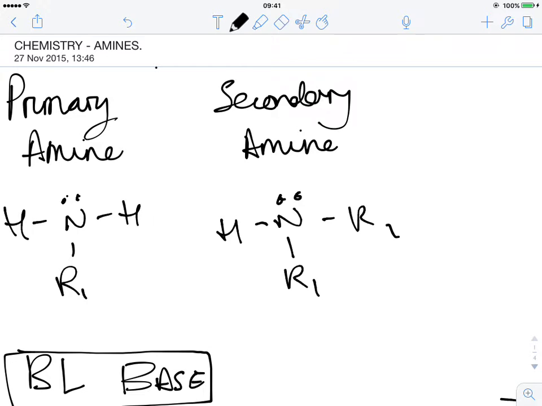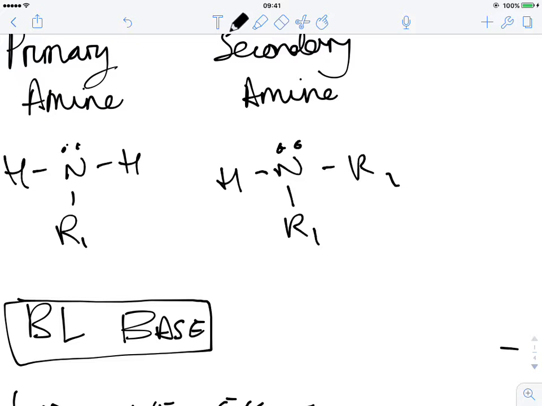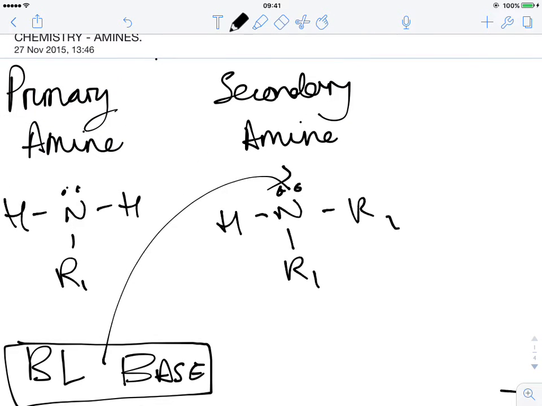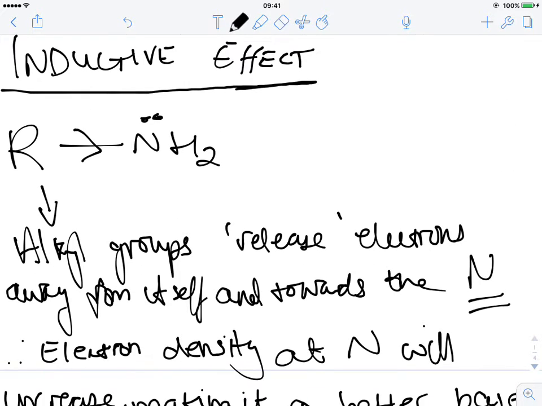Now these are very useful compounds for reactions in industry because they're actually very reactive. So that's why they're very good for synthesis, very fast. Also because of this lone pair, they're actually a good base. Certainly secondary amines are good bases. But let's talk about bases a bit more here.